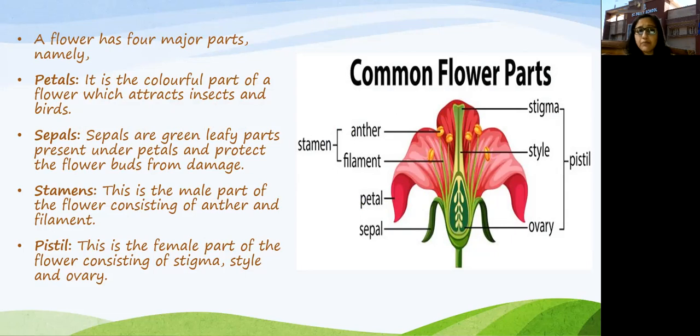Now sepals. So if we talk about sepal, what are sepals? Sepals are green leafy parts present under petals and protect the flower buds from damage. If you all have seen a bud, bud कैसी होती है? जब flower नहीं बनता है, bud कैसी होती है? It is covered with some green leafy structures, है ना? उसके अंदर से flower निकलता है. So these are called sepals. These sepals are green leafy parts under the petals, and these protect flower buds from damage. They actually cover the buds.